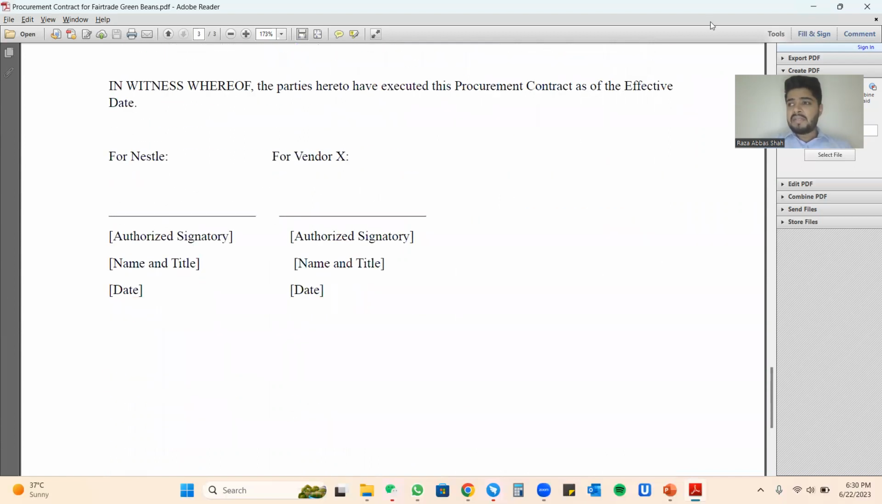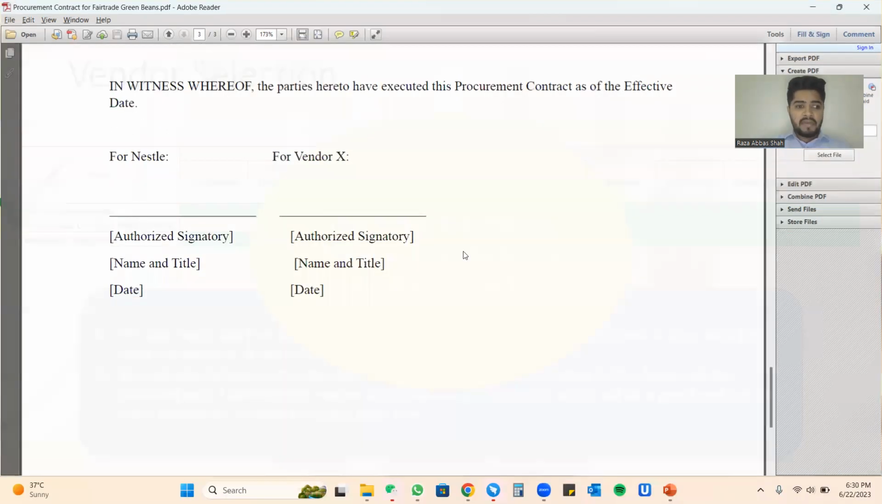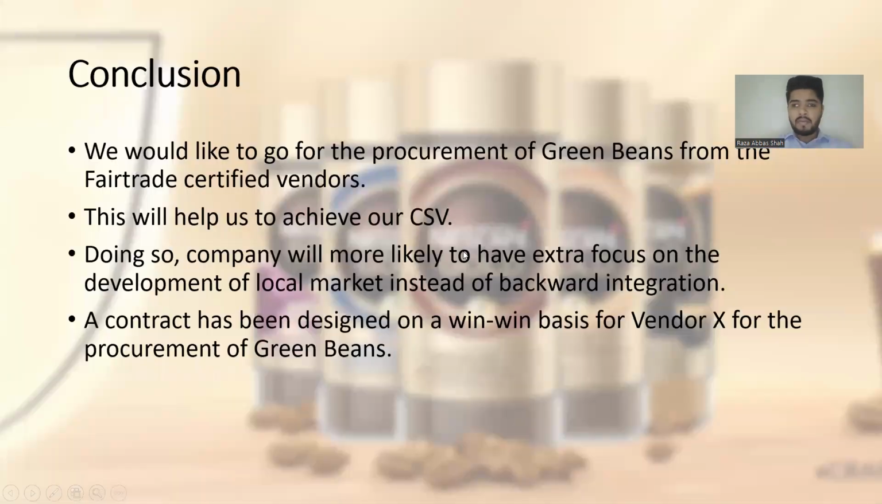Now I'll take you back to the conclusion, where I will tell you what we have concluded and how we have concluded it. We would like to go for the procurement of green beans from fair trade certified vendors. This will help us achieve our CSV. Doing so, the company will be more likely to have extra focus on the development of the local market instead of backward integration. A contract has been designed and shown to you, and it has been designed to be a win-win situation for both vendor X and the company's green bean procurement.